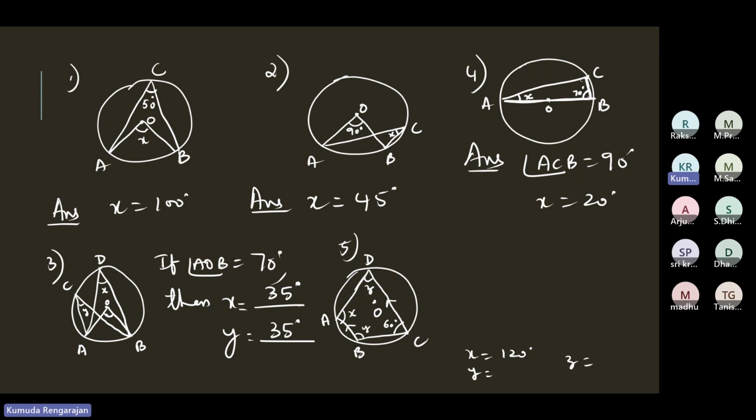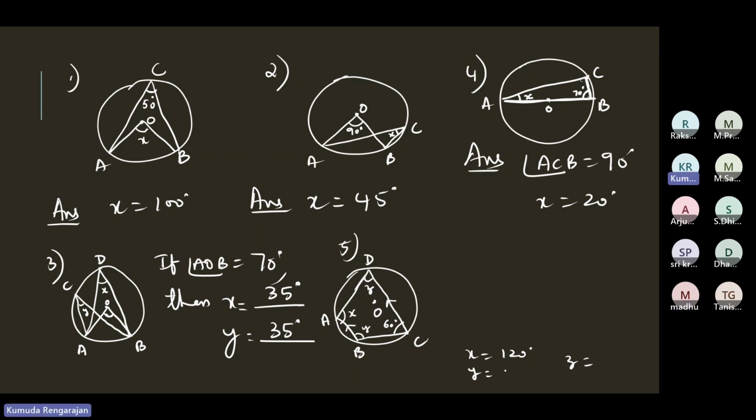Yes, children. Ma'am, Z is 60 degrees, ma'am. Because X and Z are co-interior angles. No, but I wasn't asking Z. I was asking Y. Y is also 60 degrees, ma'am. No, ma'am, Y is 120 degrees.